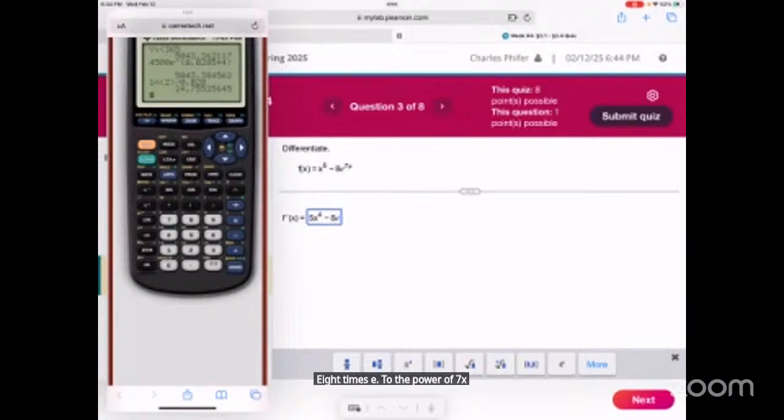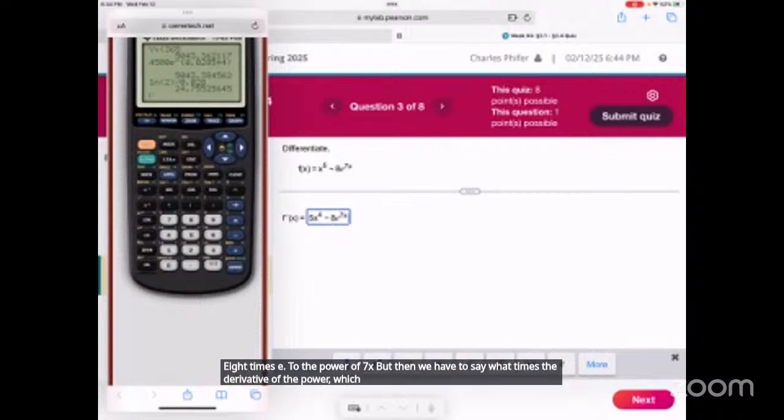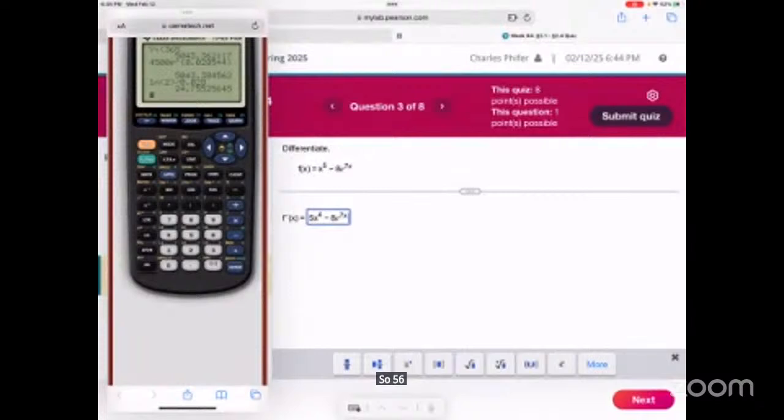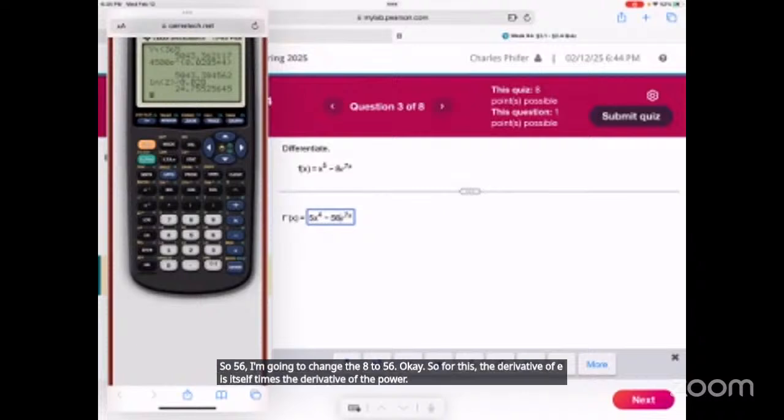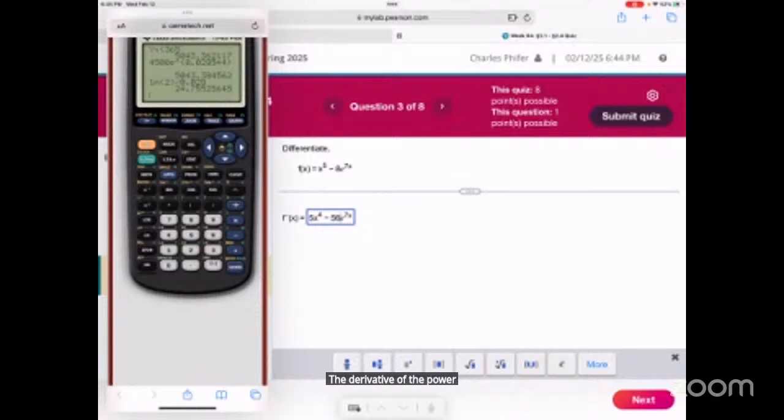But then we have to say what? Times the derivative of the power, which is going to be times 7. So 56. I'm going to change the 8 to 56. Okay. So for this, the derivative of e is itself times the derivative of the power. The derivative of the power is a 7. So 7 times 8 gave us the 56. I'm going to go with that.